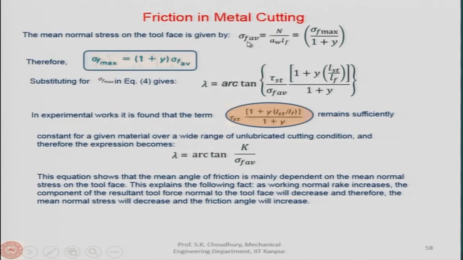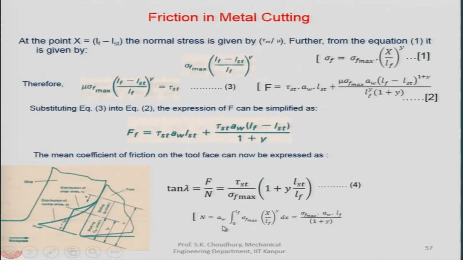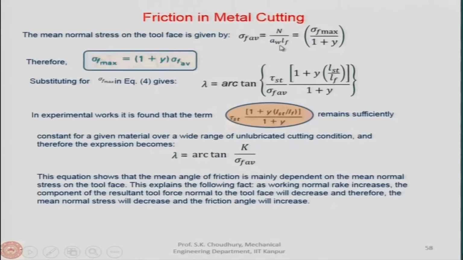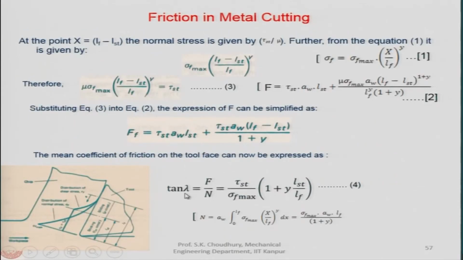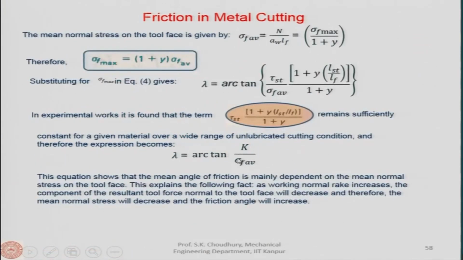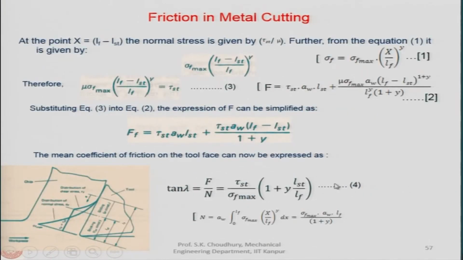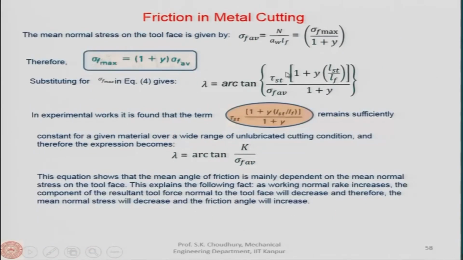Now, you must have understood the n value we have here, I have written down here. Put the n value here and these things will be cancelled, AW and LF, and it will be sigma F max divided by 1 plus y. So, now if we substitute sigma F max, then we will get lambda, this value in here, equal to arc tan, tan inverse of this value. Okay. This is tau st and this all together.